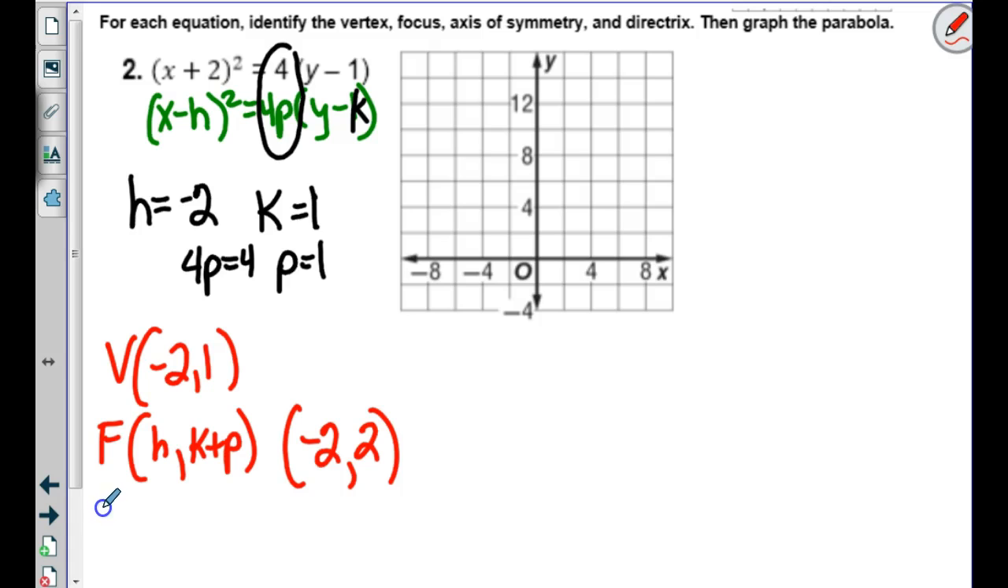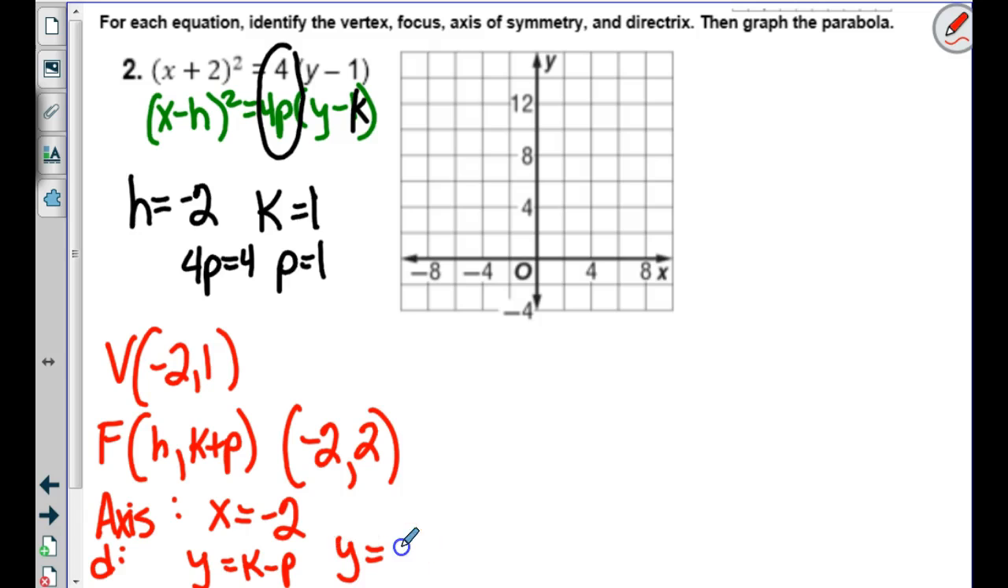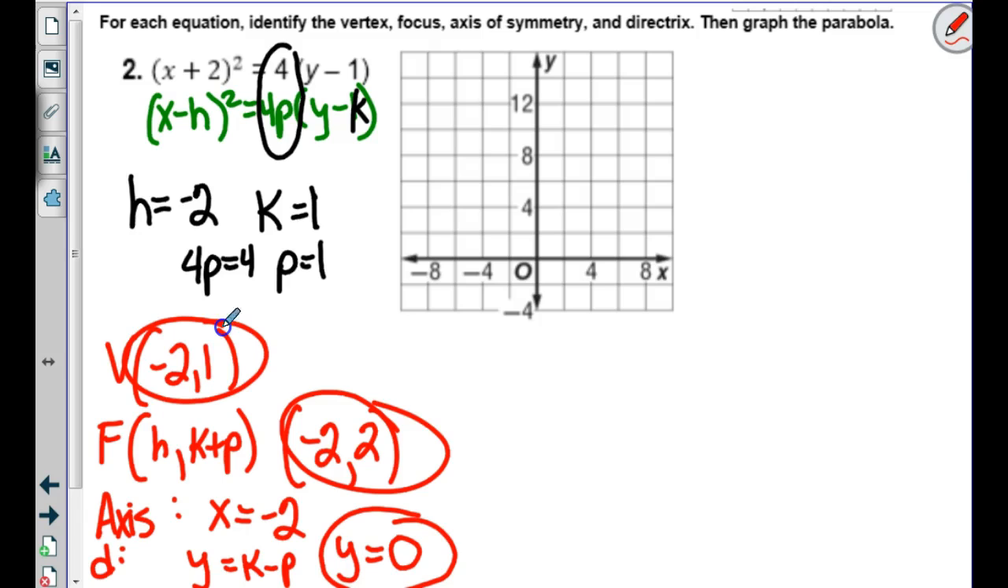It says the axis of symmetry is x equals h. What's h? -2. The directrix is y equals k minus p. What's k minus p? Y equals 0. All right, so if I plot the points, now be careful, this graph paper is counting by 2. So left 2 and up 1 is the vertex. Left 2 and up 2 is the focus.